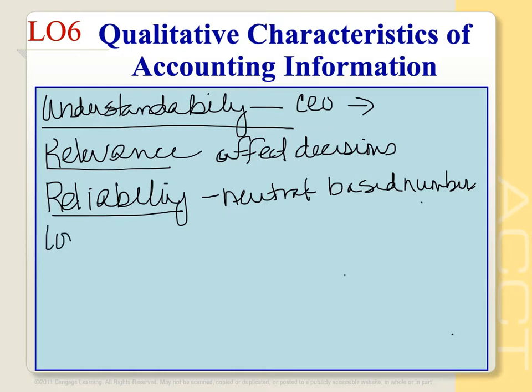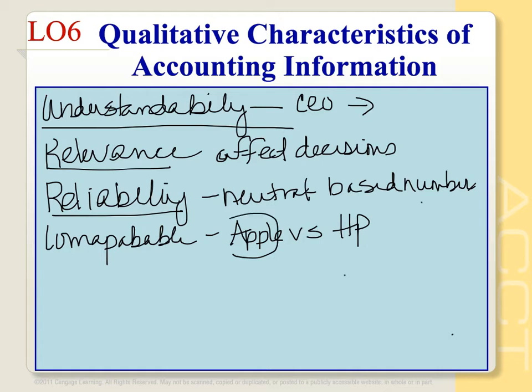That information also needs to be comparable, or have comparability. Accounting information should be comparable across different companies. That means I should be able to take Apple versus HP and compare the numbers. Although Apple is going to show much higher numbers than HP right now, I'll be able to compare them with something you're going to learn a little later called horizontal and vertical analysis, where I common size the financial statements to look at the percentages.